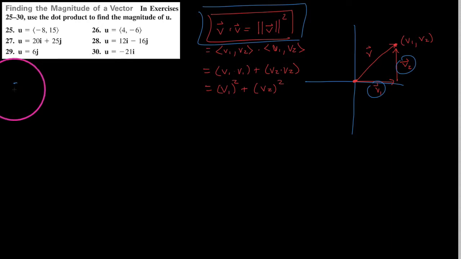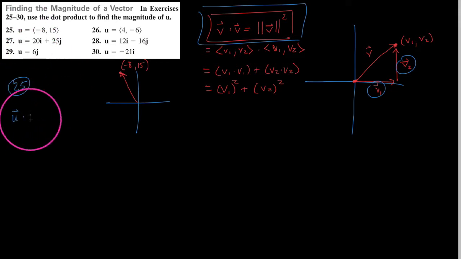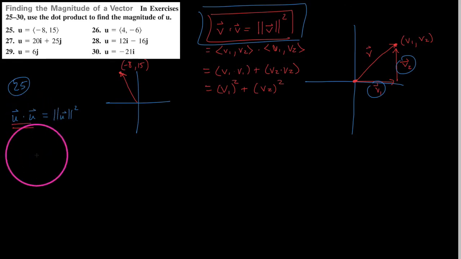Looking at number 25 here, I want to visualize this first. This is a vector that went left 8 and up 15, so I can imagine it would terminate right here. To find the magnitude of this vector, remember that u dot product with itself equals the magnitude of the vector squared. We already know the vector u, so we're going to go ahead and do this left side.